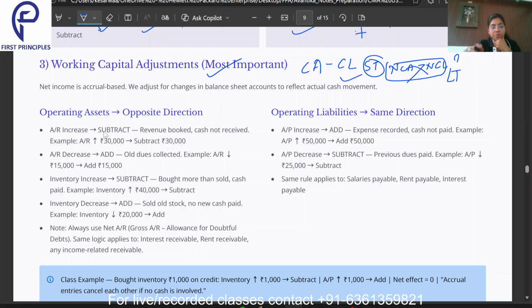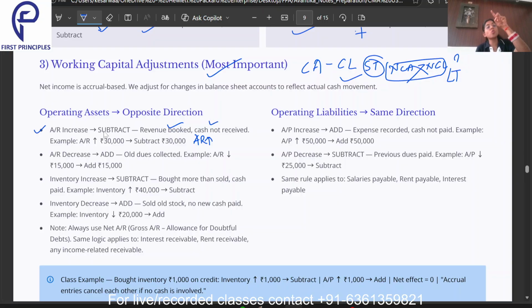Okay, now operating assets move in the opposite direction, operating liabilities move in the same direction. What does that mean? Let's understand point by point, and I'm assuring you guys this will be very clear to you all. Now, operating AR increase, that means what happens? Your accounts receivable is going up. That means revenue booked, cash not received.